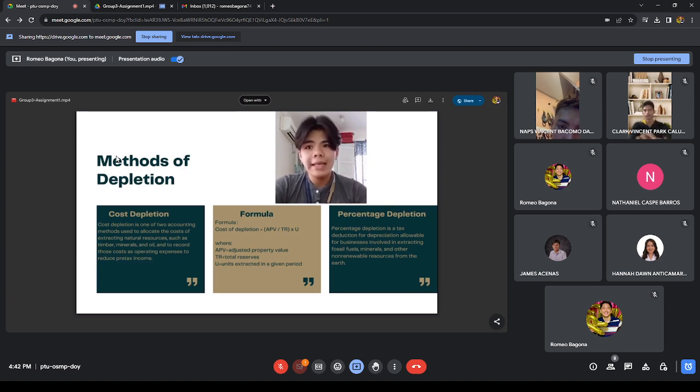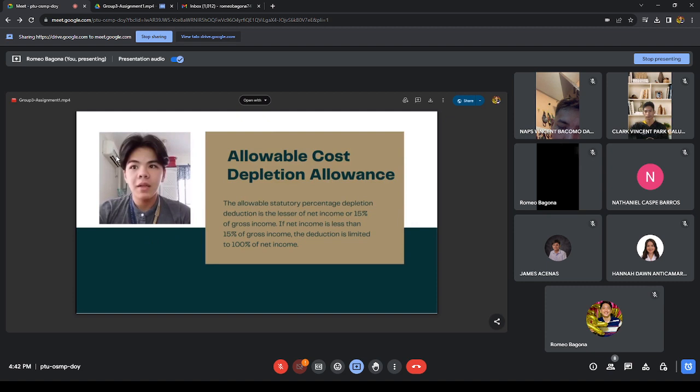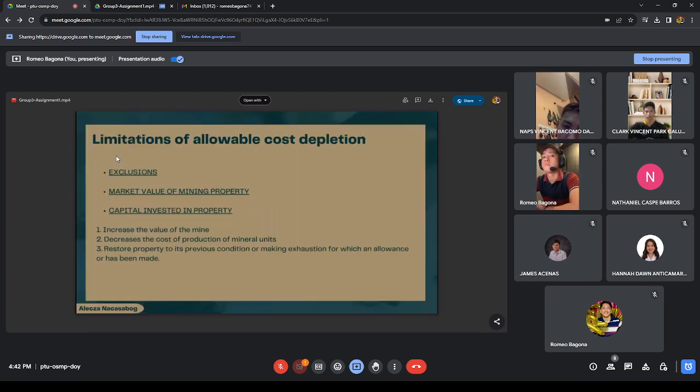Percentage depletion is a tax deduction for depreciation allowable for businesses involved in extracting fossil fuels, minerals, and other non-renewable resources from the earth. Allowable percentage depletion allowance: the allowable statutory percentage depletion deduction is the lesser of net income or 15% of gross income. If net income is less than 15% of gross income, the deduction is limited to 100% of that net income. Limitations for allowable cost depletion.